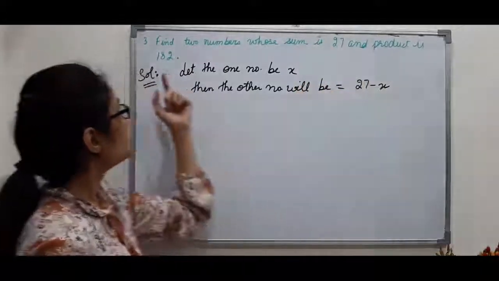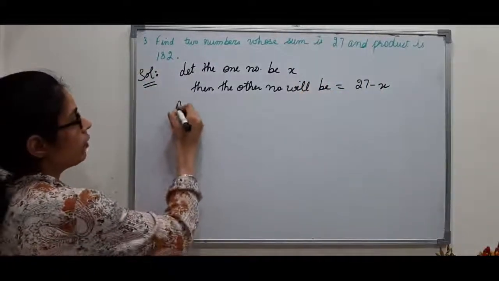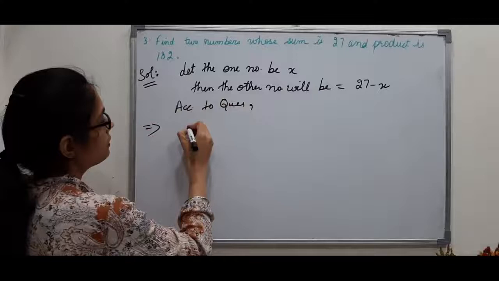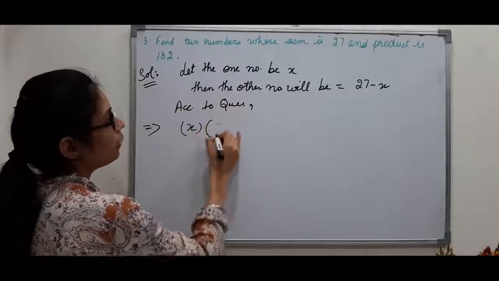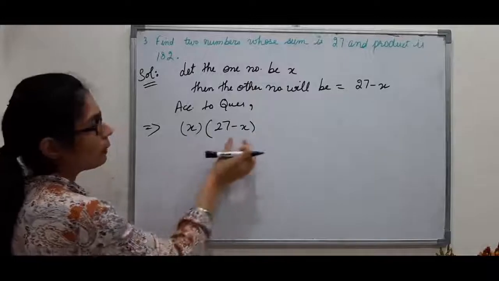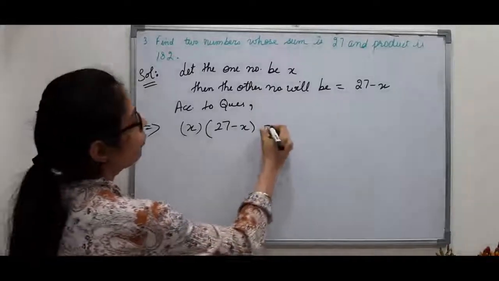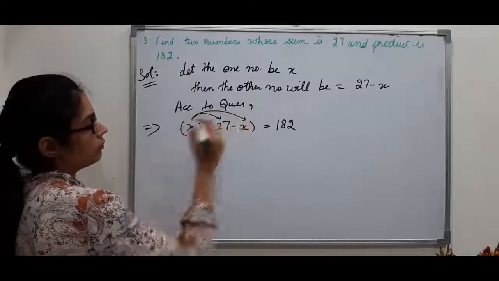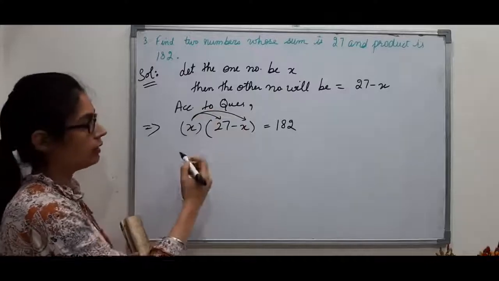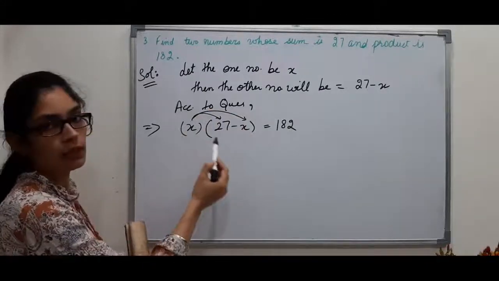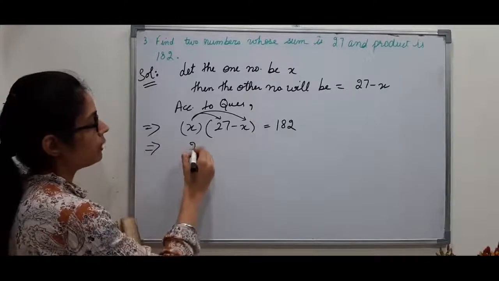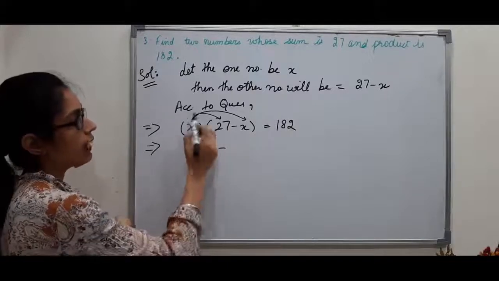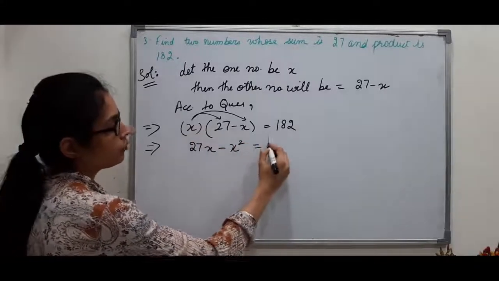Now they are telling us the product of these numbers is 182. So according to the question, product means x into 27 minus x. These are my two numbers. Their product is equal to 182. Now we will simplify this by doing multiplication. This x, since written outside the bracket, will get multiplied with 27 and with this x also. So it will be 27x minus x into 27 is 27x, and x into x is x square, equal to 182.